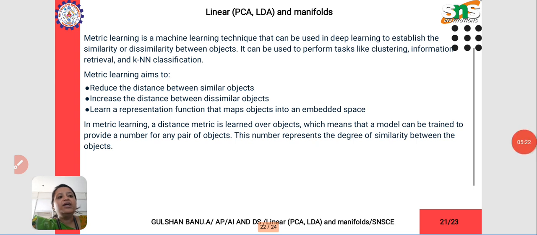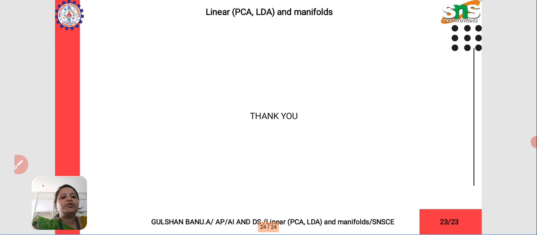In machine learning, a distance metric is learned over objects, which means the model can be trained to provide a number for any pair of objects. This number represents the degree of similarity between the different objects. So this is all about LDA, PCA and manifolds. We saw what the curse of dimensionality is and how manifold learning is processed, covering the complete process in these three topics.